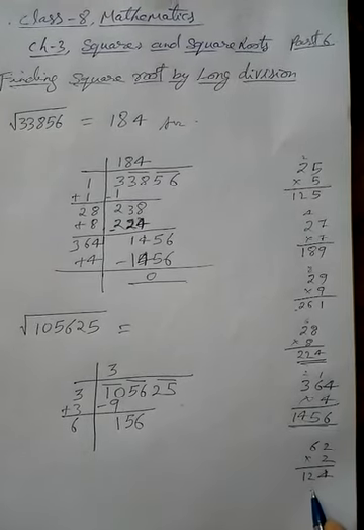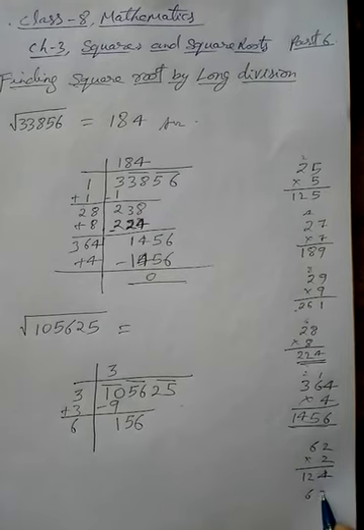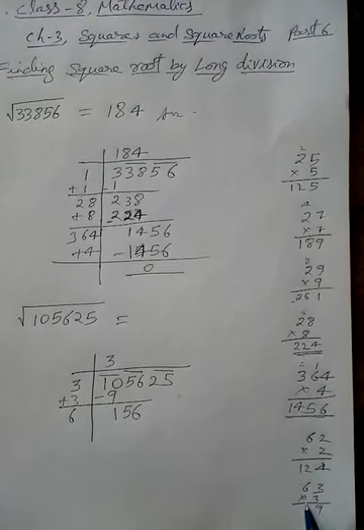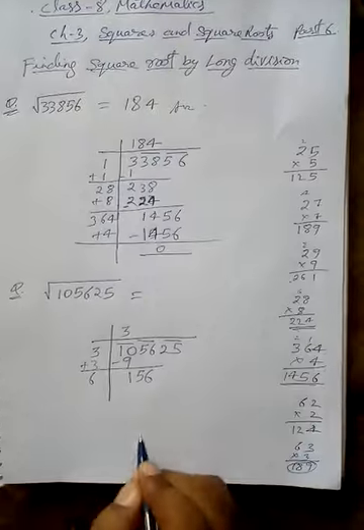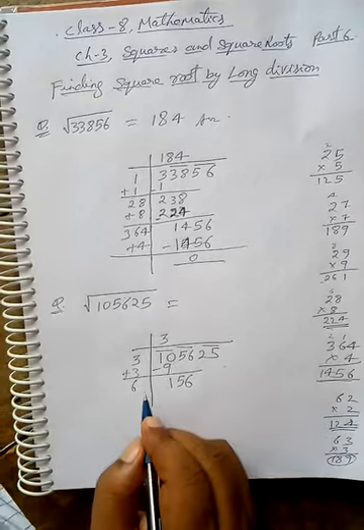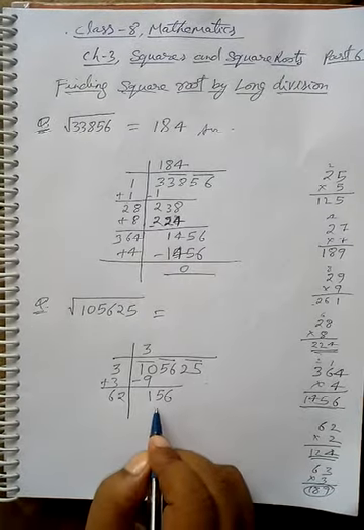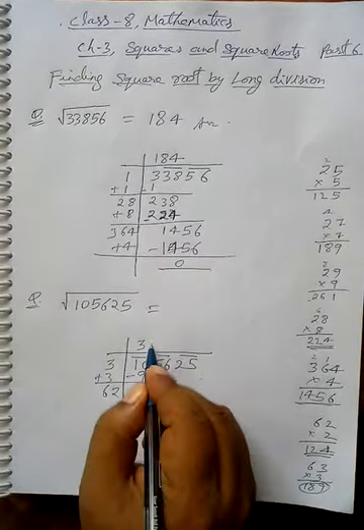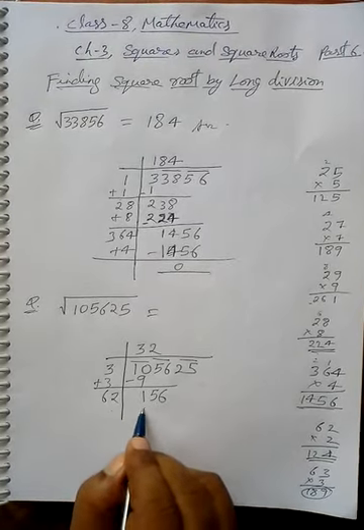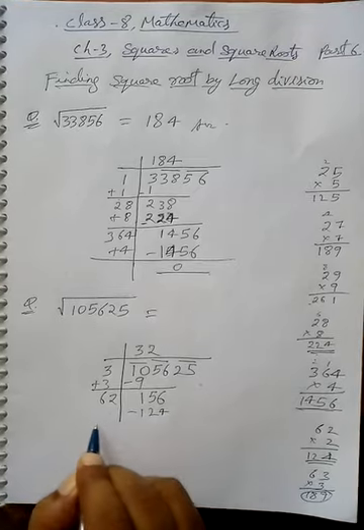If I multiply 6 with 3, then 3 3s are 9, 6 3s are 18. It is greater than 156. So we cannot take this one. I will have to take this 124. Write the answer quotient here. 62 2s are 124. Subtract it.